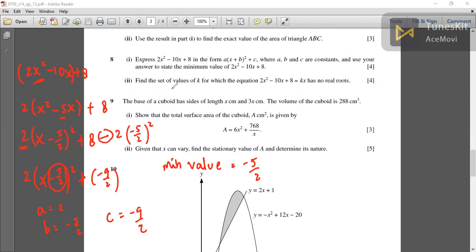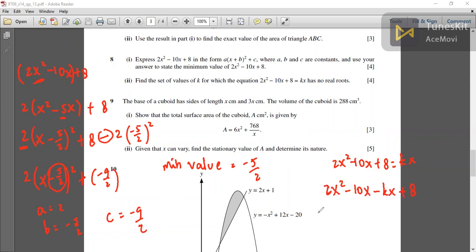And then for the second one, find the set of values of k for which the equation has no real roots. So 2x squared minus 10x plus 8 equals kx. We move the kx to the left. So 2x squared minus 10x minus kx plus 8.